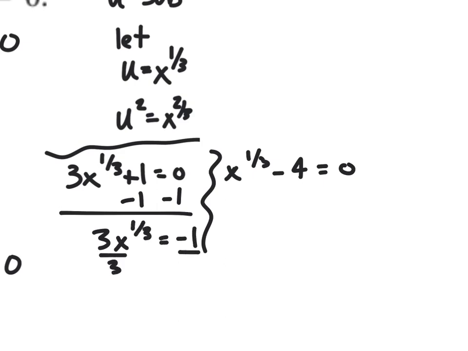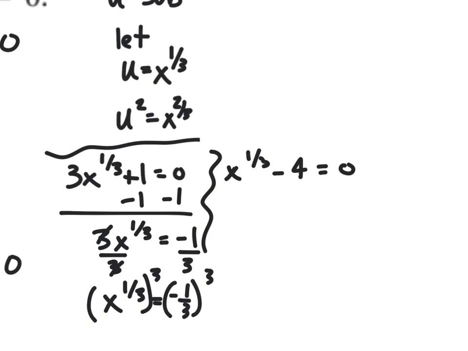Divide by 3, divide by 3. All right, so then I get x^(1/3) is equal to negative 1/3. Okay, now what I'm going to do to get rid of x^(1/3) is raise this to the reciprocal power, raise it to the 3/1 power, which is just 3. Okay, and do that to both sides.